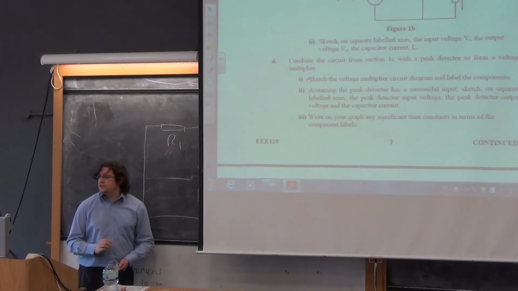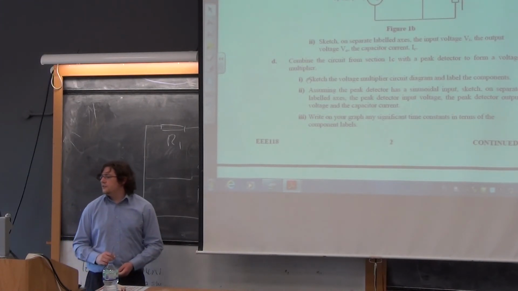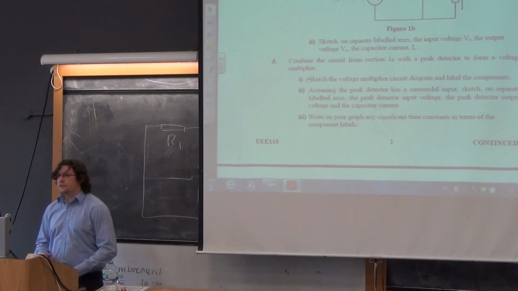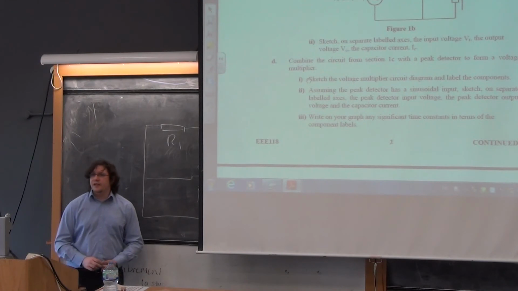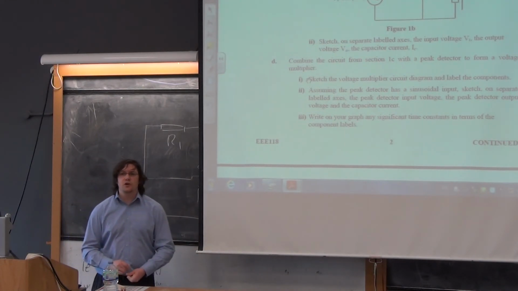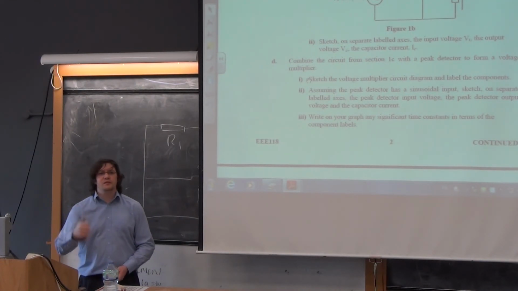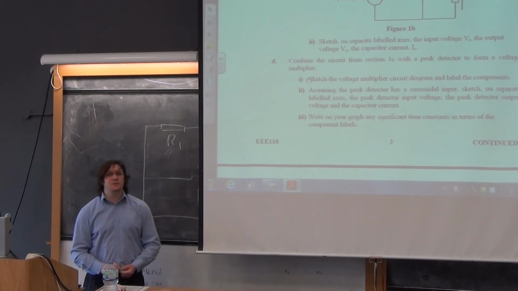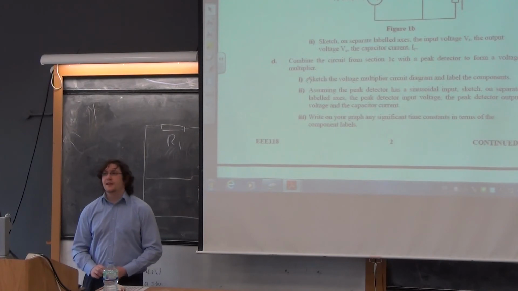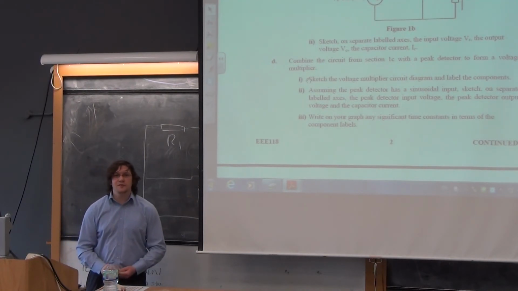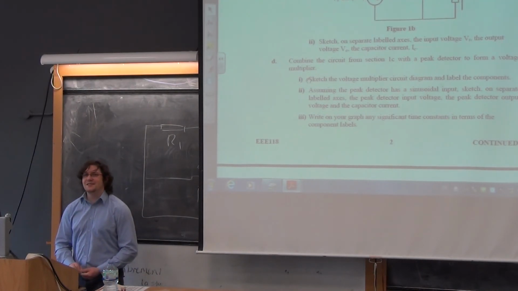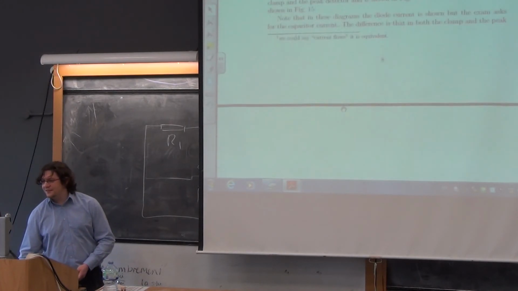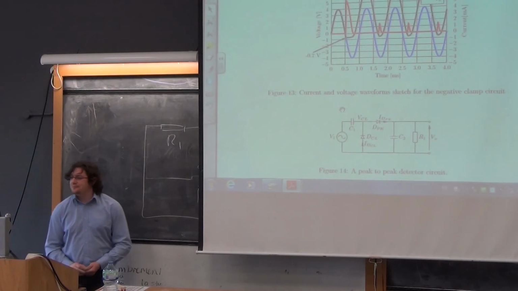And then the next bit says, sketch on labelled axes the input voltage VI, the output voltage VO and the capacitor current IC. Right. Either you learn how the circuit works and work it out, perfect, or you learn all the diagrams in the notes and reproduce them verbatim like a photocopier. Equally impressive, I feel, but not nearly as desirable. And the answer for this one is that one there.